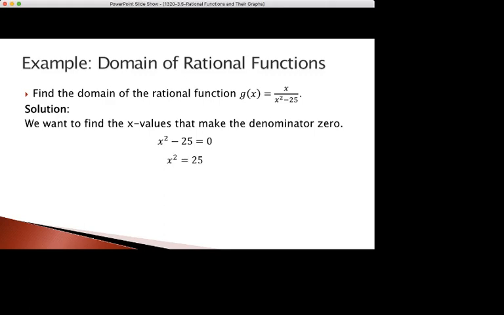So now we take the square root of both sides, and we conclude that x must be equal to 5, or x must be equal to negative 5. Now, since we took the square root, you can't forget about that pesky negative 5. When we take the square root, you need both the positive root and the negative root. They're both candidates for this. So from that, we conclude that the domain consists of all real numbers except plus or minus 5.